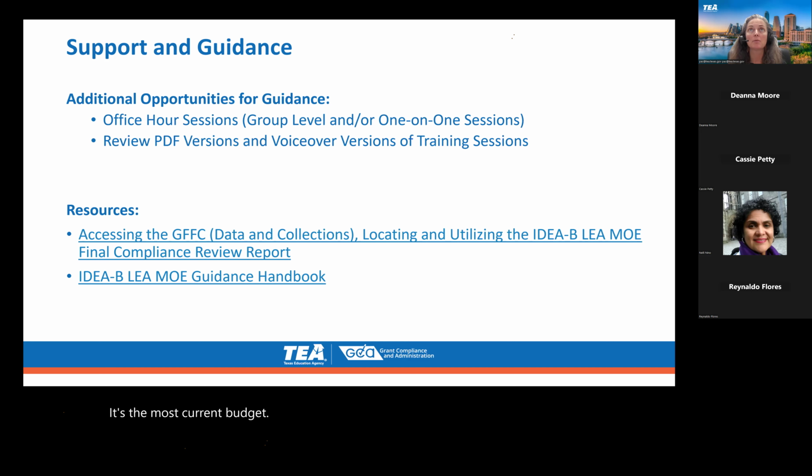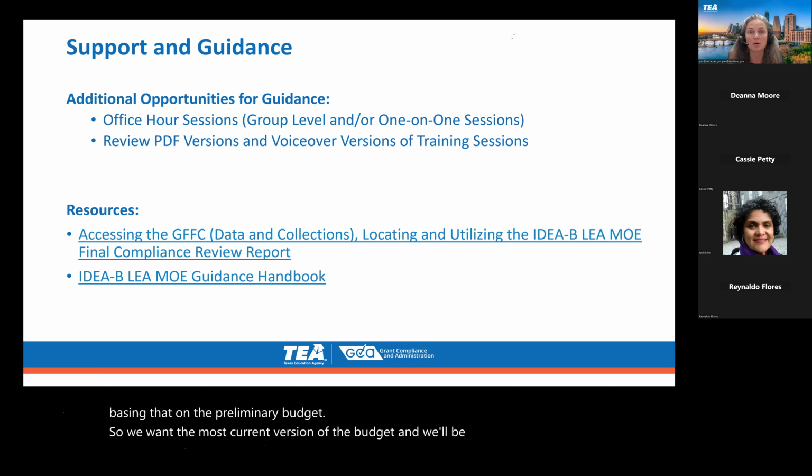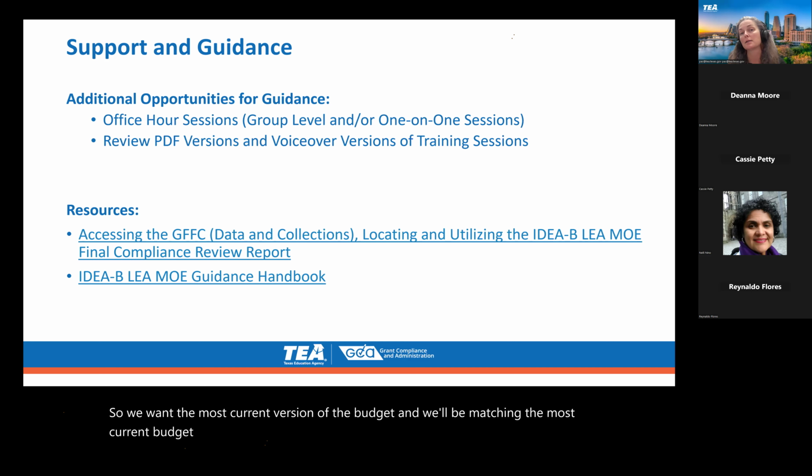So that's where you might run into the issue of needing to amend the application line 2, because when you submitted the grant application, you were basing that on the preliminary budget. So we want the most current version of the budget, and we'll be matching the most current budget up against that line 2 amount.